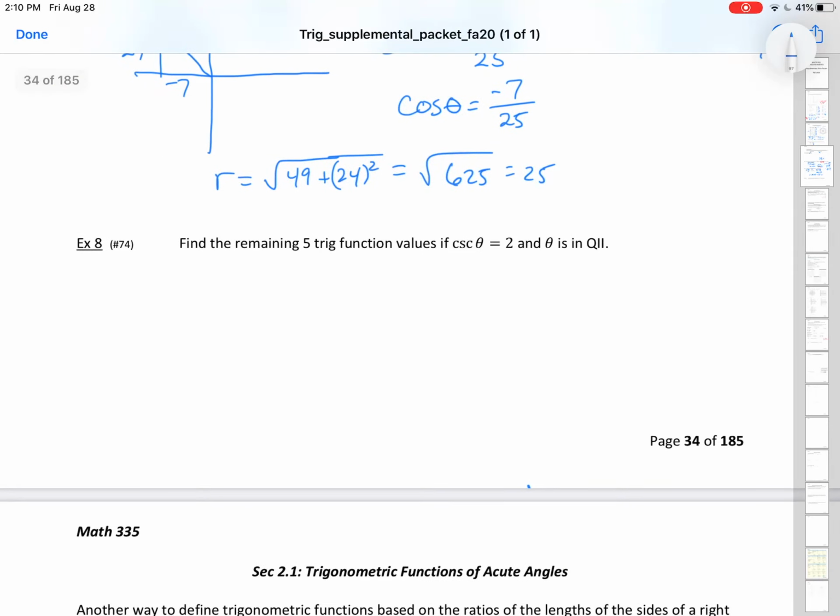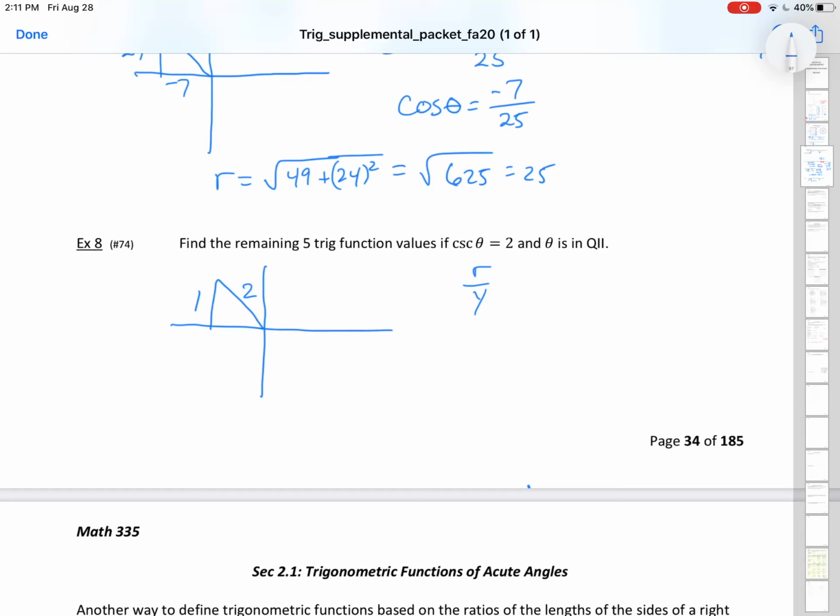And you can see that these are tied into the book. This is number 74. Find the remaining 5 trig function values if cosecant theta is 2. All right, let's go do that. And we're in quadrant 2, so pretty much the same picture. I just used the same one. Cosecant is the flip of sine, so sine is y over r. This is r over y. So the r is 2 and the y is 1.